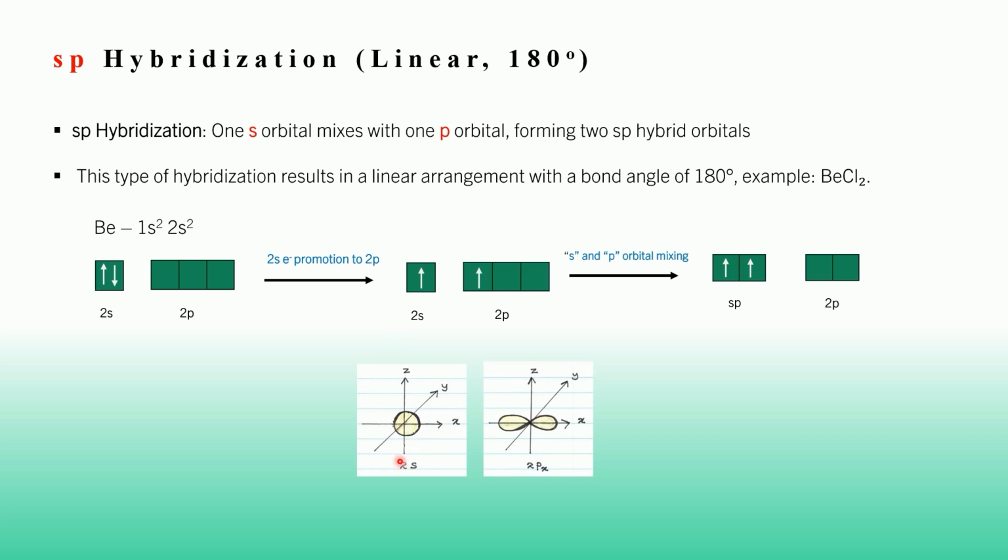S orbitals are spherical in shape. P orbitals are dumbbell in shape. When these spherical s and dumbbell p orbitals mix together, they form hybridized sp orbitals. They are completely different shapes. One lobe is large, the other lobe is small.